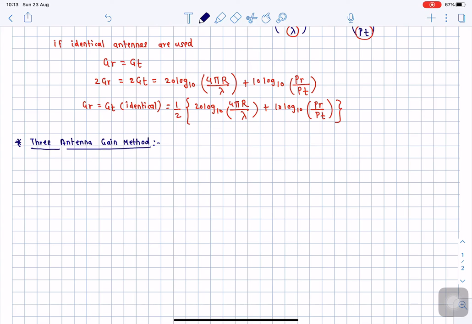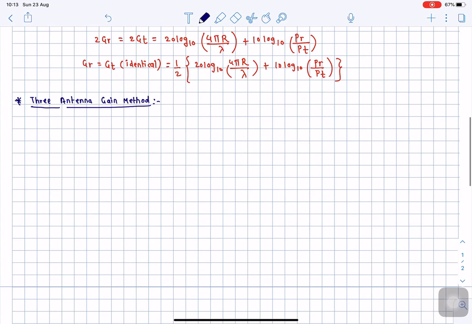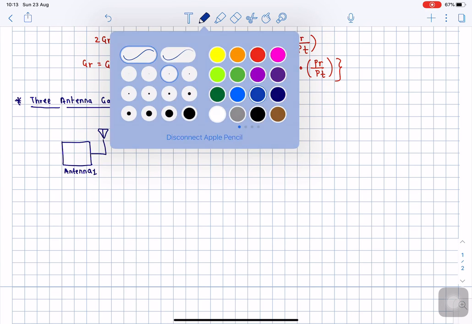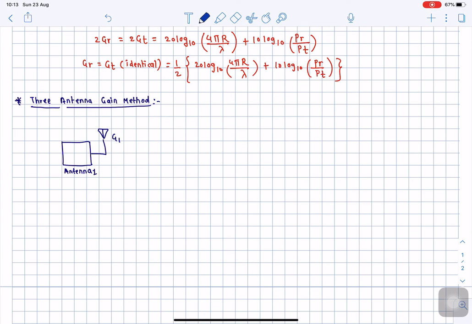For example, if we have a 3 antenna system in this way, let us say this is antenna 1. The gain of this antenna 1 is say G1. Similarly we have the second antenna. Okay, so this is say antenna 2.